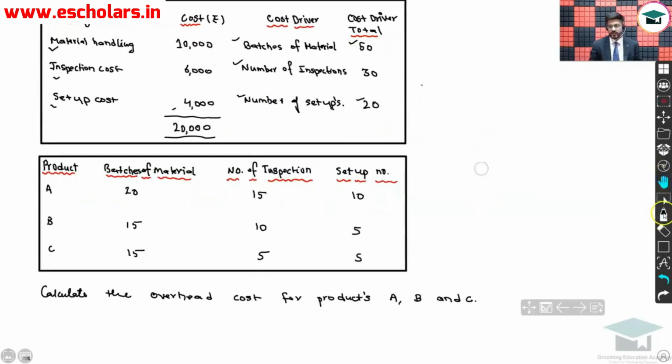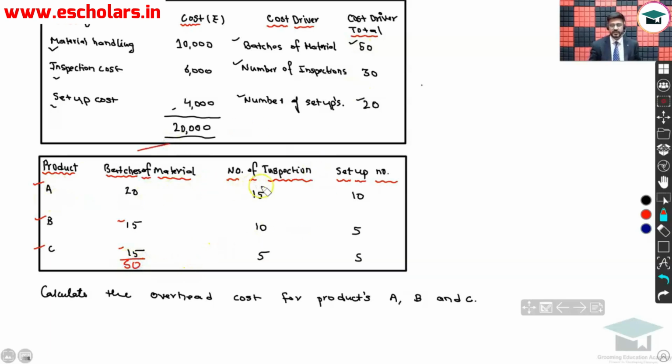Now here we have three products: product A, product B, and product C. Product A is using 20 batches of material out of 50. Product B is using 15 batches out of 50, and product C is using 15 batches out of 50. So you can see the total is 50. I hope this is clear.